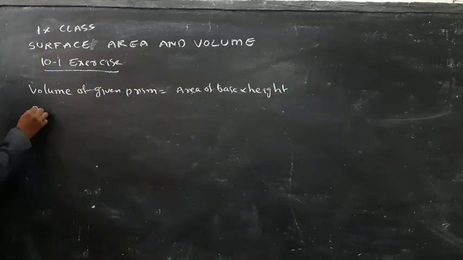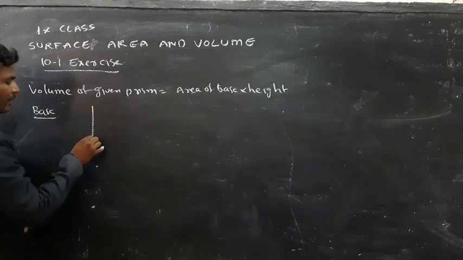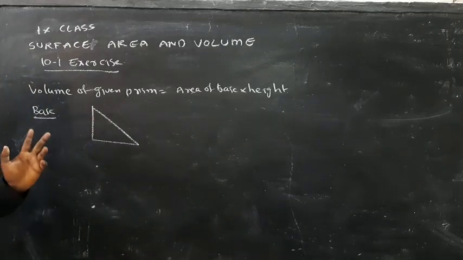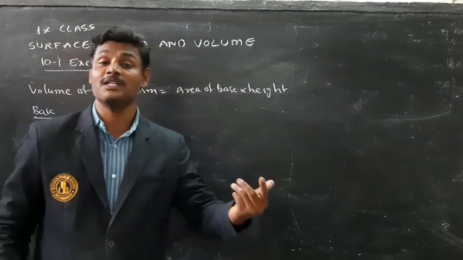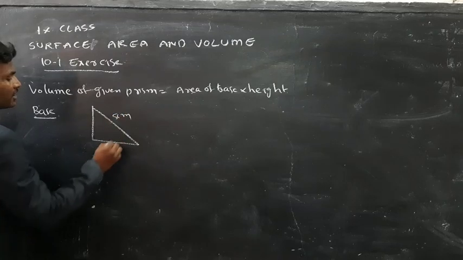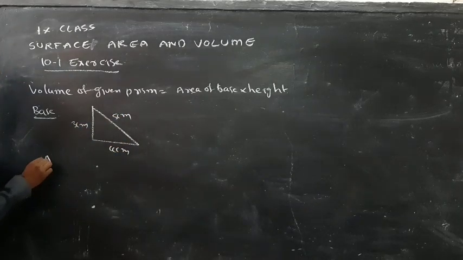So first of all, the base. What is the base of the given prism? That base is in the shape of a right angle triangle. Why? Because 3, 4, 5 are Pythagorean triplets, and Pythagorean triplets make a right angle triangle. So this is 5 centimeters, this is 4 centimeters, this is 3 centimeters.